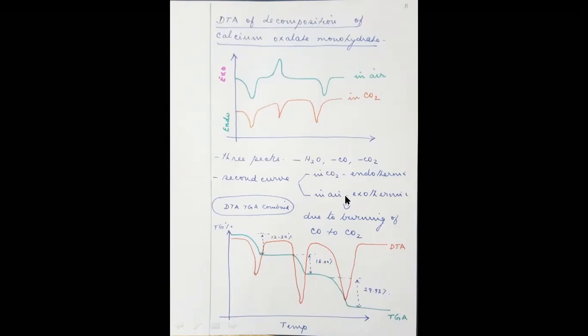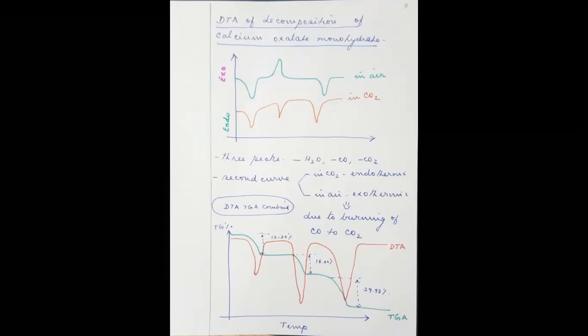But in air environment, what happens? The carbon monoxide then gets oxidized to carbon dioxide because of the presence of the air. So the conversion of carbon monoxide into carbon dioxide is an exothermic process. That is why this second curve, which is found to be endothermic in carbon dioxide environment, is found to be exothermic in air environment.